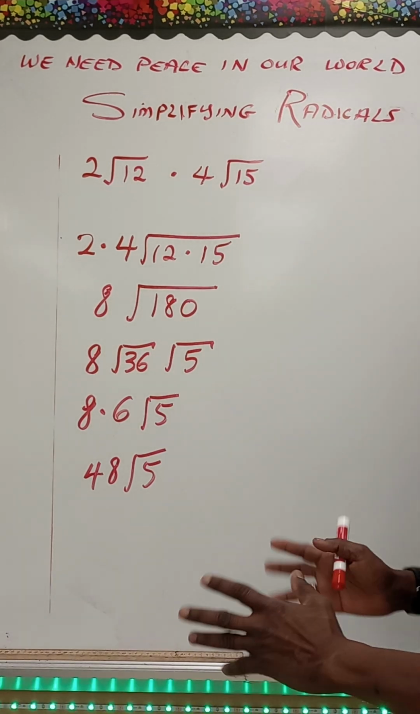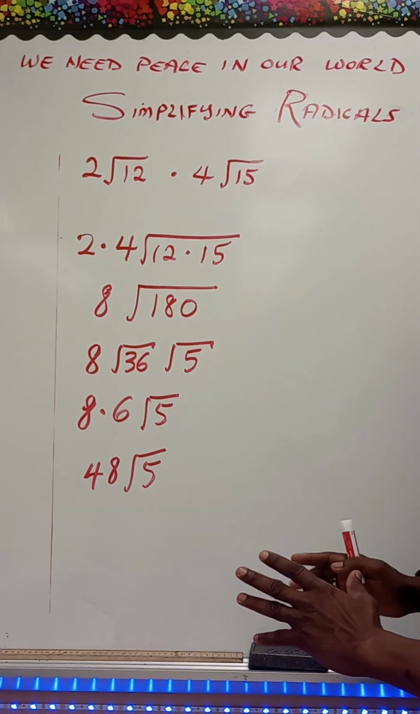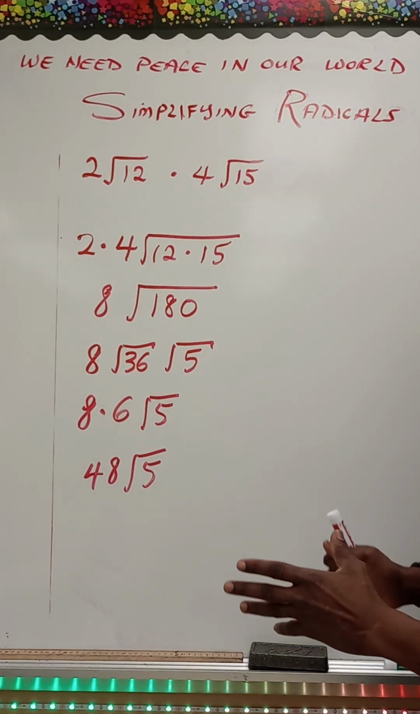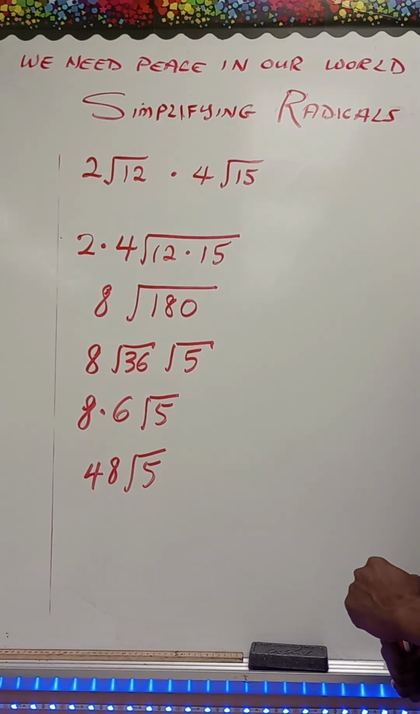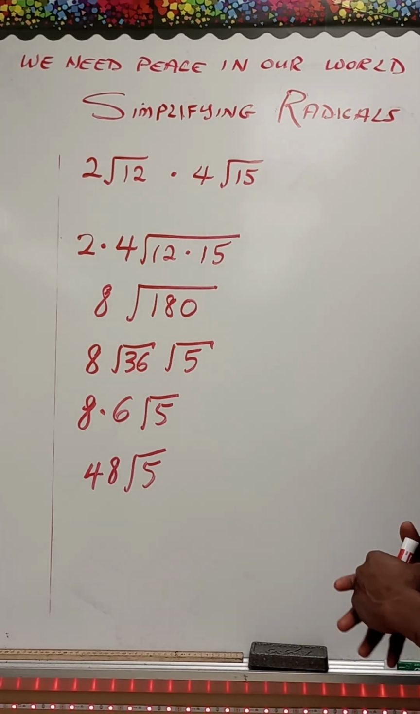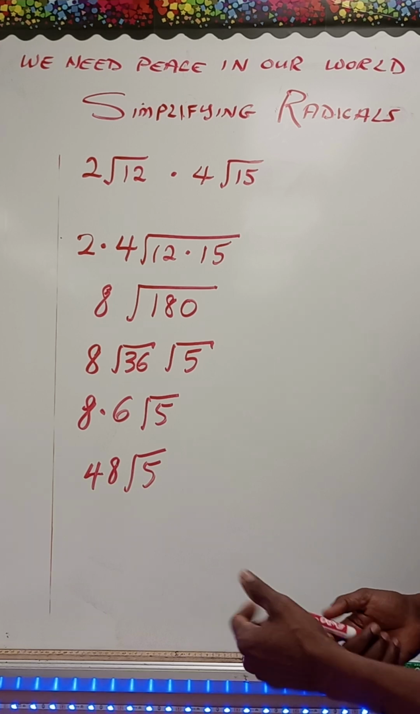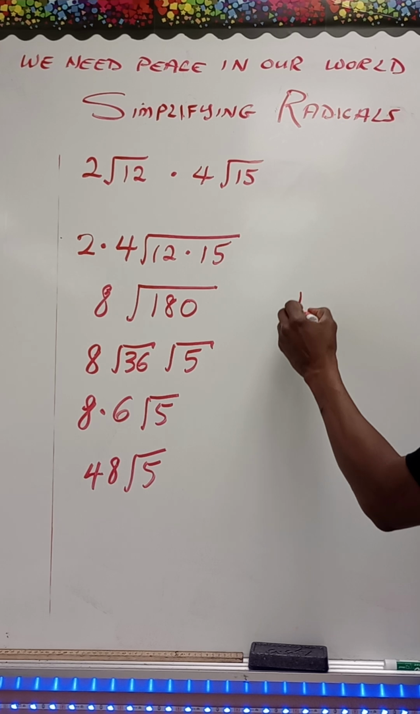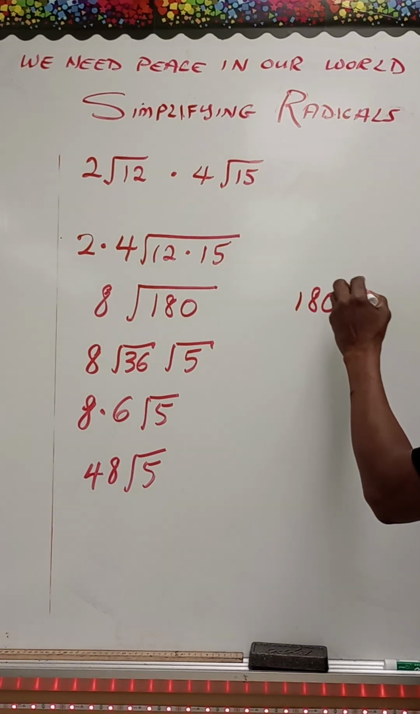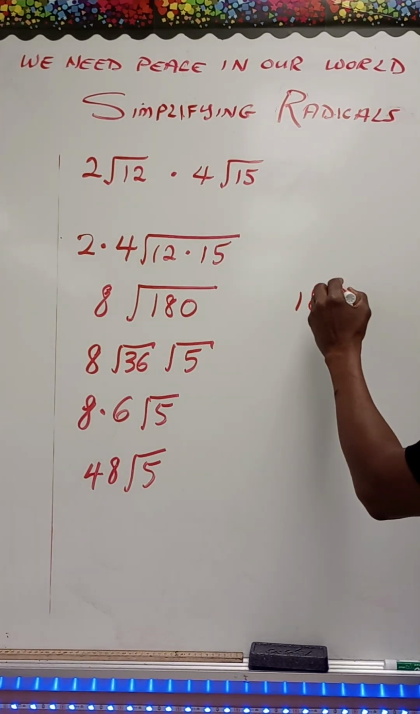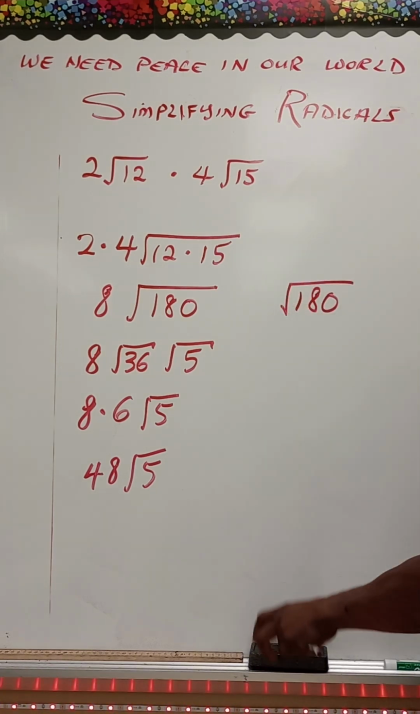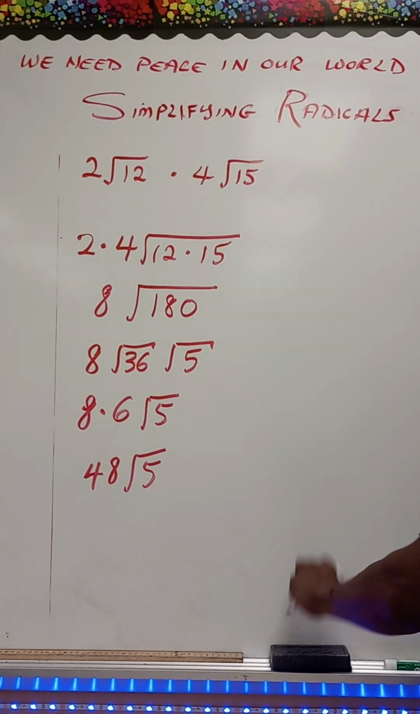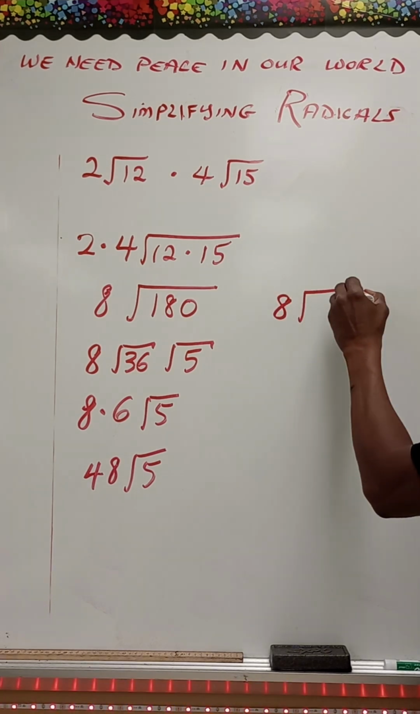What I want to bring to your attention is that there are other pairs you can use to solve this, since there isn't only one route in getting to a destination from a starting point. I'm going to use another pair, and you could always explore the other pairs. I'm going to begin from here, and we're going to have 8 times radical 180.